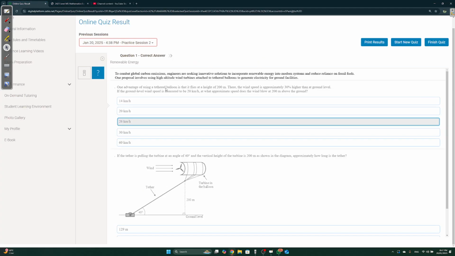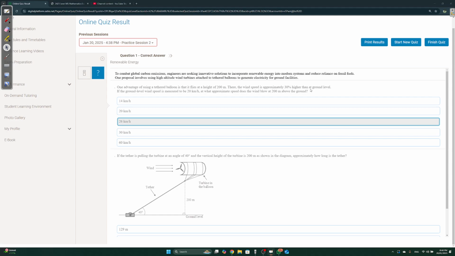Anyways, to combat global carbon emissions, engineers are seeking innovative solutions to incorporate renewable energy into modern systems and reduce reliance on fossil fuels. One proposal involves using high altitude wind turbines attached to tethered balloons to generate electricity for ground facilities. One advantage of using a tethered balloon is that it flies at a height of 200 meters. There, the wind speed is approximately 30% higher than at ground level. If the ground level wind speed is measured to be 20 kilometers an hour, at what approximate speed does the wind blow at 200 meters above the ground?